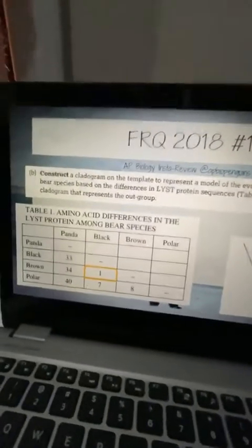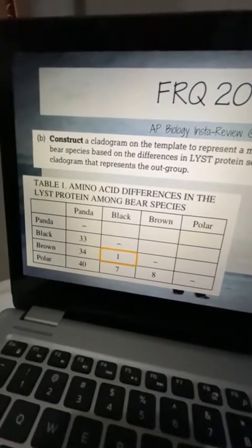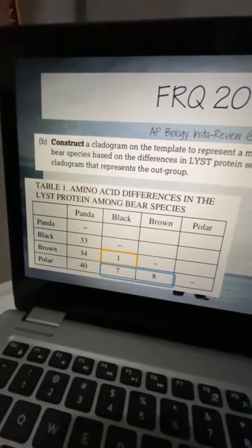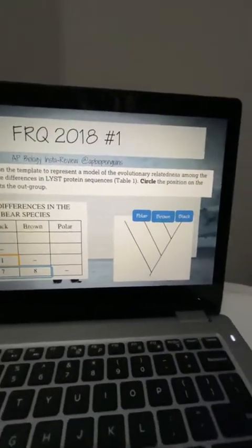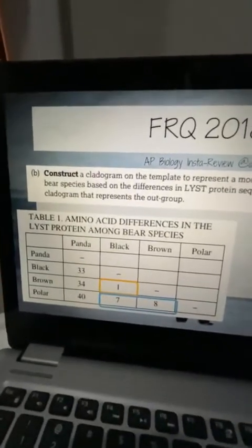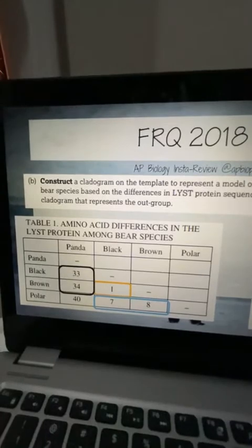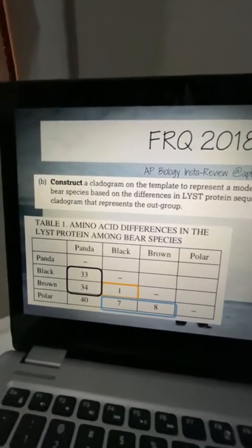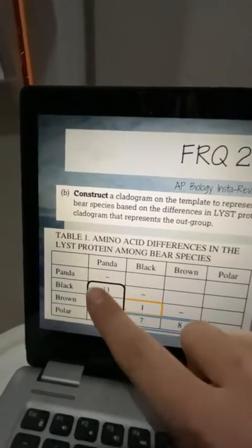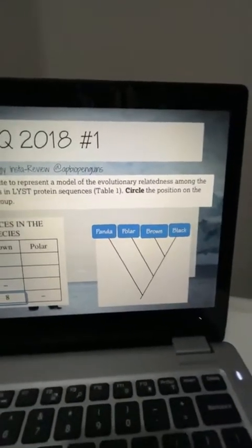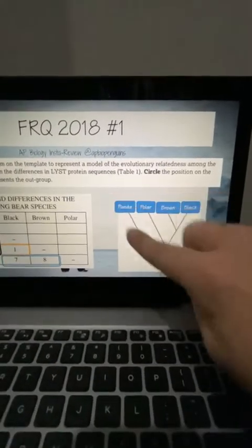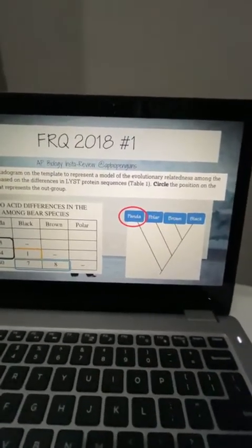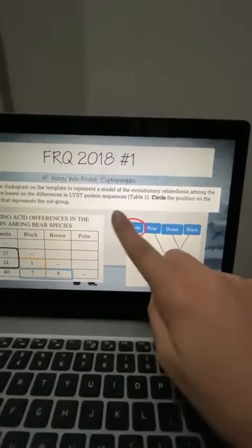The next thing we say is, where is our next number of differences? If I look, I see there's a 7 and an 8 with the black and the brown bear with the polar bear. So I know that the polar bear is next. I need to address that question in a second because Ryan's not correct. Then in our next thing, we see that this is the highest number of differences, so the last one we're going to see is our panda bear. Then we need to circle the position on the cladogram that represents the outgroup. The one that first diverged off right here, that is your outgroup. So you should have had black, brown, polar, panda, and then you should have circled this last one on the outside.